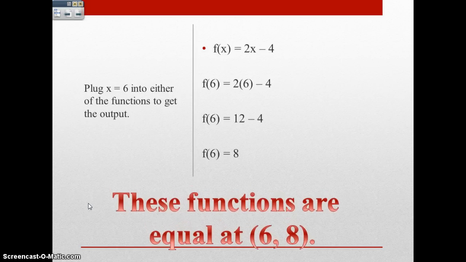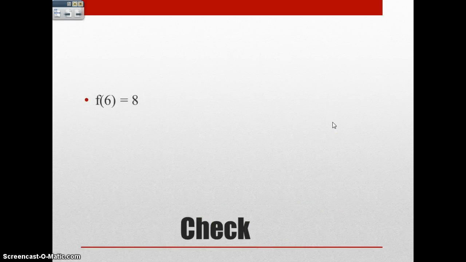So the functions are equal at (6, 8). We have an input, we have an output, and they're both shared. How do we check? Well, we know that f of x, when x equals 6, or f of 6, is equal to 8. Now we need to check the other function, the g of x function. We know that g of x is equal to x plus 2. We know the input, where they're supposed to be equal. What's that input?